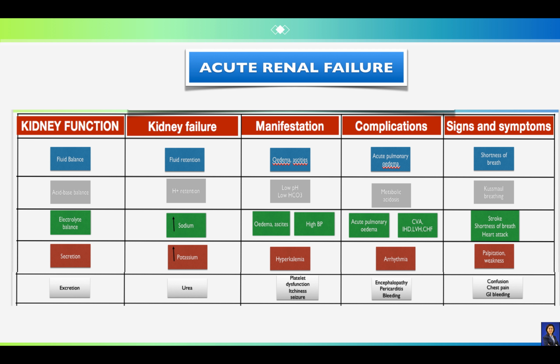Potassium retention causes hyperkalemia, which will manifest as palpitation, weakness, and arrhythmia. Urea will be increased in the body if the patient has acute renal failure, complicated by uremic encephalopathy, uremic pericarditis, and platelet dysfunction, which can cause bleeding manifestations.